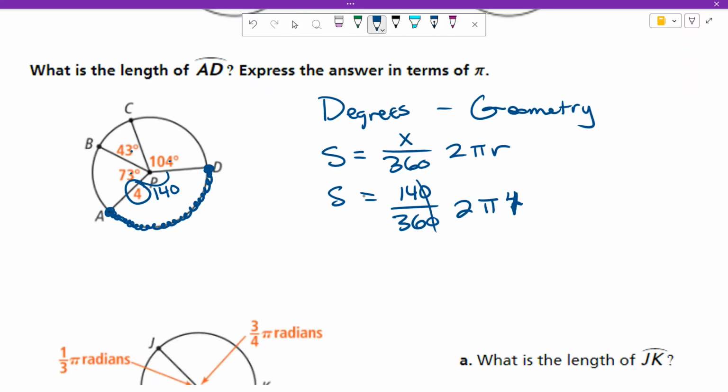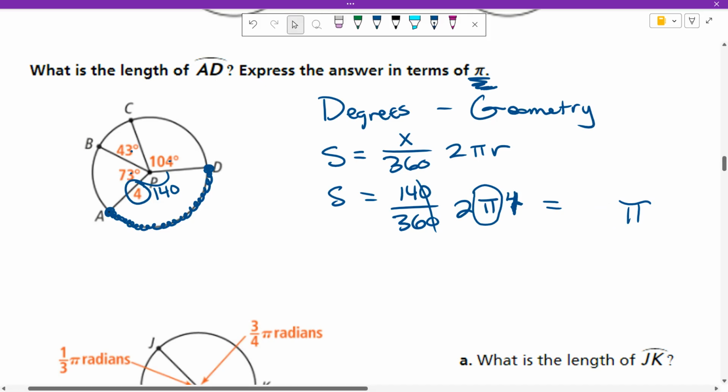If I multiply that out, take 14 over 36 times 2 times pi times 4, what do we get? Actually, don't multiply it by pi, because it says express your answer in terms of pi. So don't push the pi button. Take 14 divided by 36 times 2 times 4 and leave the pi. So how many pi is that arc length? 3.9 pi? Is that what you said?